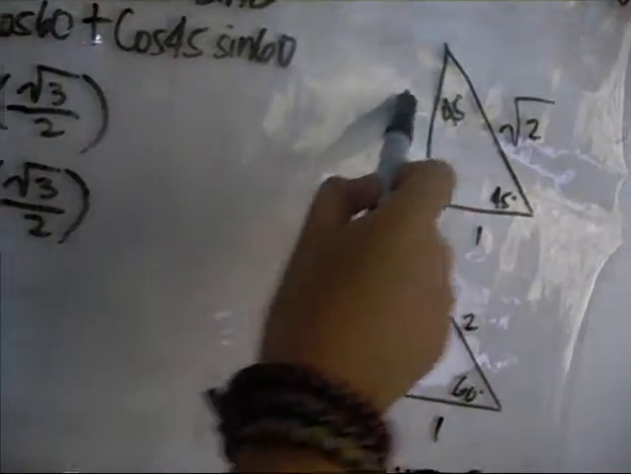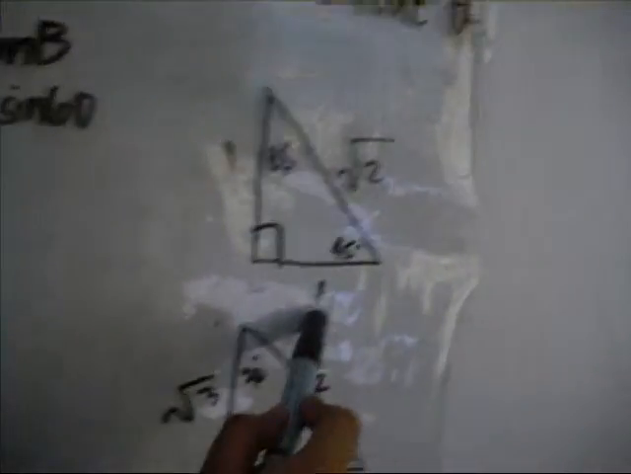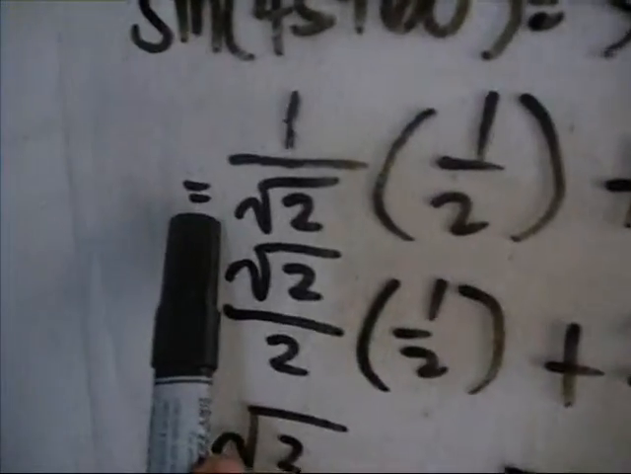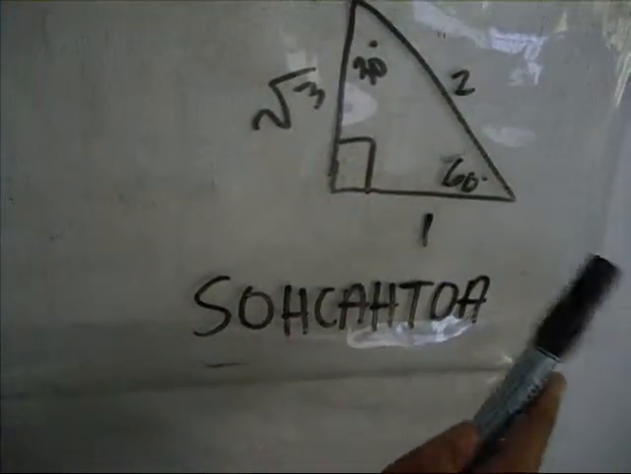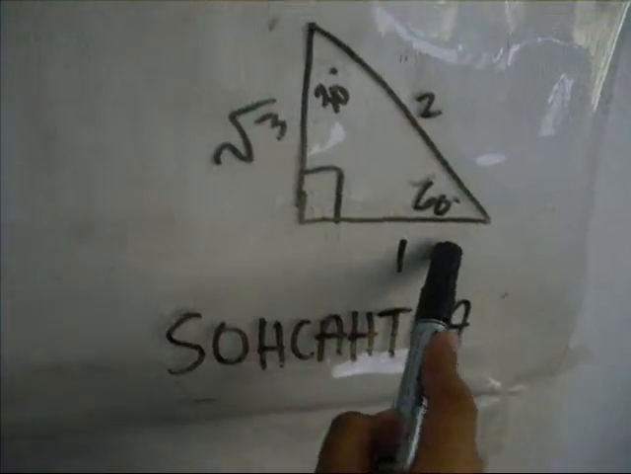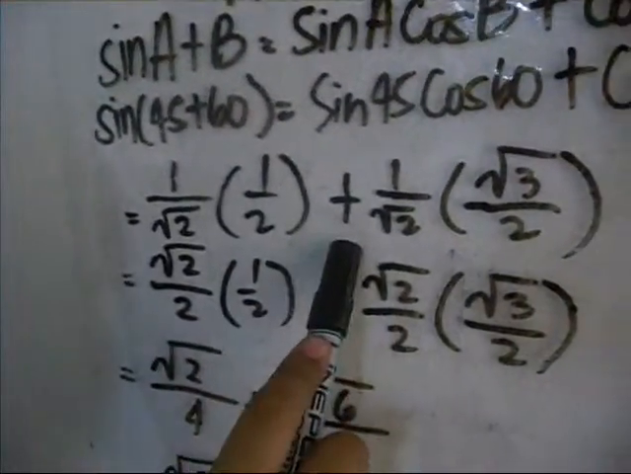Then the opposite side of the 45 is 1 and the hypotenuse is square root of 2. So it becomes 1 over square root of 2. Then the cosine 60 will use the adjacent over hypotenuse based on SOHCAHTOA. Then here we'll use this triangle. Then the adjacent of the 60 is 1 and the hypotenuse is 2. So it becomes 1/2 plus.